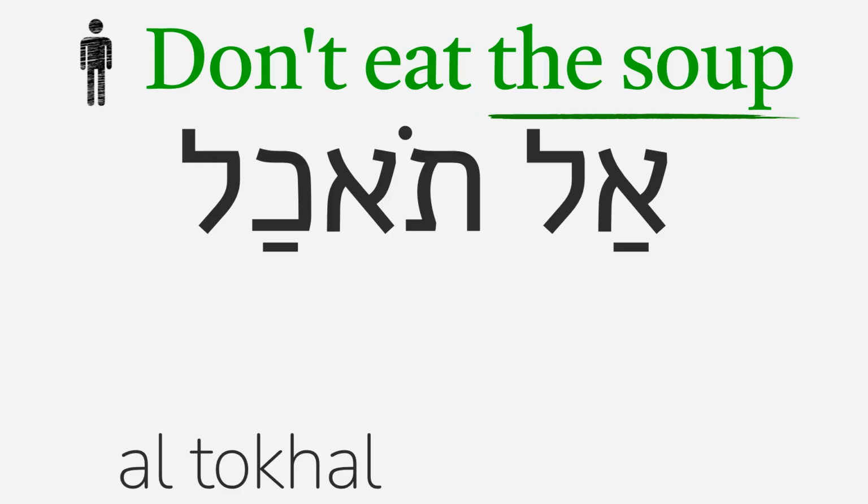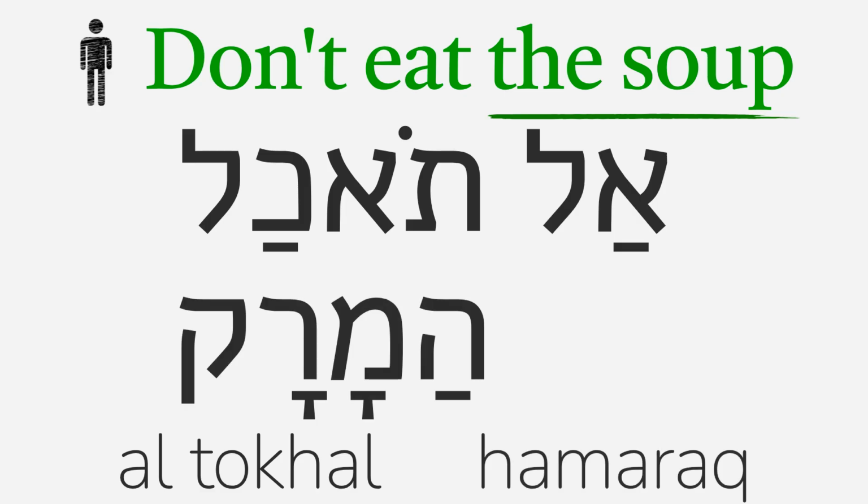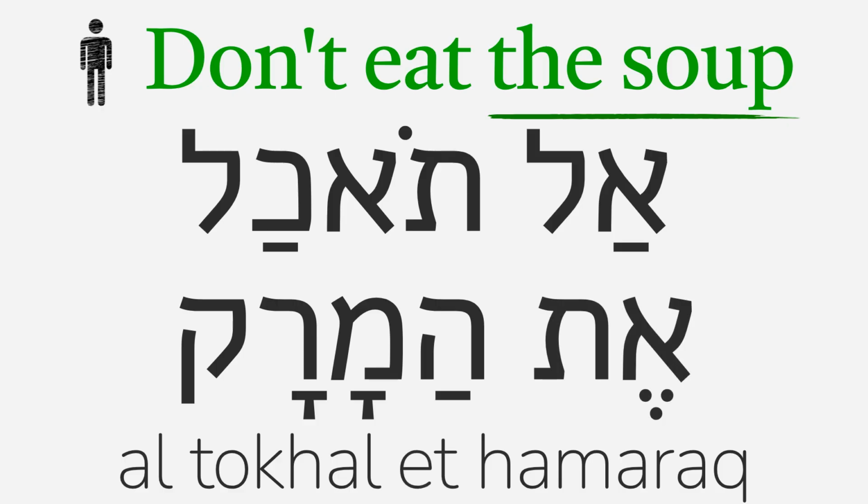The soup is hamarak, and since this is the definite direct object of the verb tochal, the word et must go before it. Al tochal et hamarak. Don't eat the soup. Al tochal et hamarak.